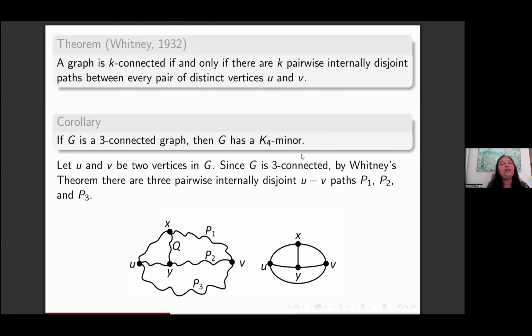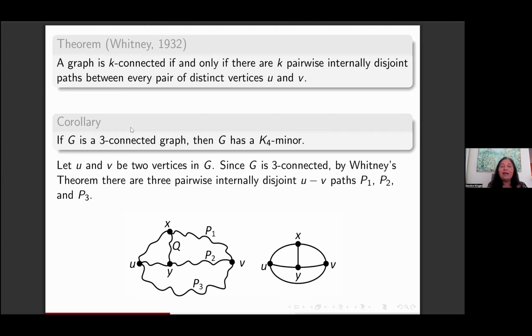So Whitney in 1932 proved an equivalent version of Menger's theorem, which was done a few years earlier. Whitney's theorem is: a graph is k-connected if and only if there are k pairwise internally disjoint paths between every pair of distinct vertices u and v. And k pairwise internally disjoint paths sound exactly like what it says: you have u, you have v, and you have k paths between u and v, and they only have u and v in common.